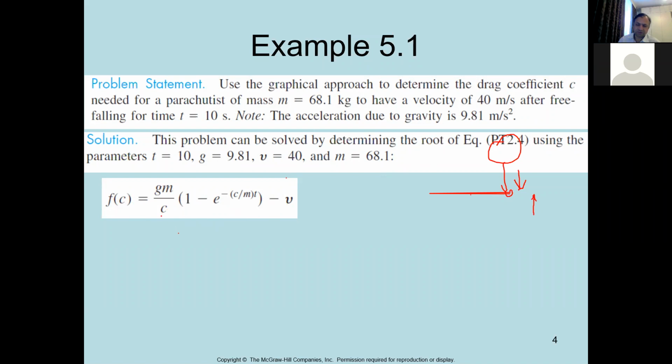But in this case, you can see that we cannot determine C, for which f of C is equal to 0, directly. So we have to do the trial and error method. Maybe you can try to determine it by a direct method, but here we are doing it with the help of a numerical method as well. Let me erase this.